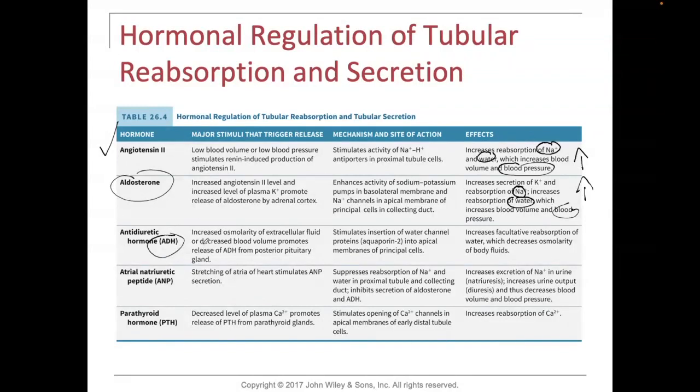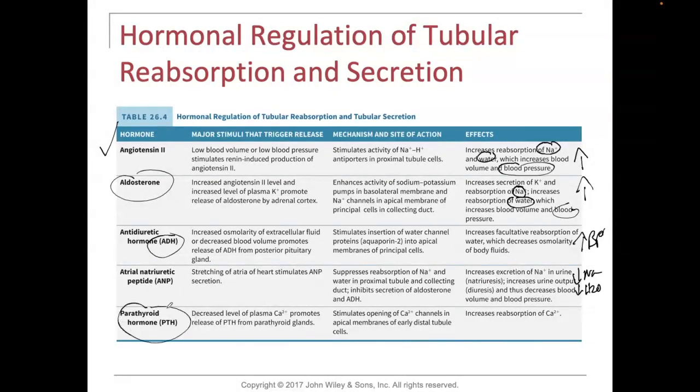ADH, anti-diuretic hormone, that's going to work at the loop of Henle. That's going to allow you to hold on to water again so blood pressure can go up. ANP, atrial natriuretic peptide, that's going to do the opposite of these. It's going to get rid of sodium. It's going to decrease sodium, which decreases water. If you're not holding on to salt and water, then you decrease blood volume and blood pressure.